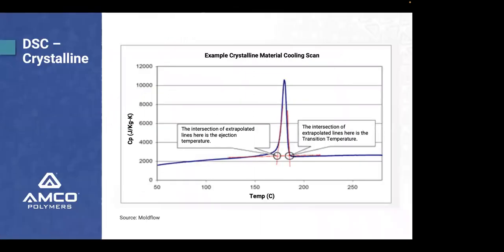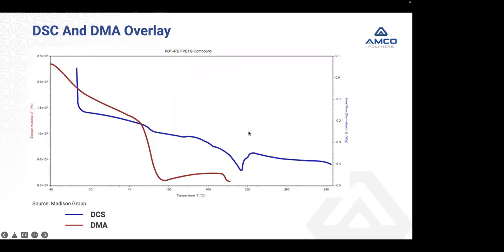How about crystalline resins? For crystalline, I have a peak, and this peak here tells you how crystalline you are: the height of the peak, the depth of the peak, and so on and so forth. The intersection, the extrapolated lines, the ejection temperature. Here's the transition temperature, and so on. So once again, I went to Madison Group. They ran a DMA, which is my brown or red curve here. My DSC is here. This is a PBT PET compound. And here's my curve right here.